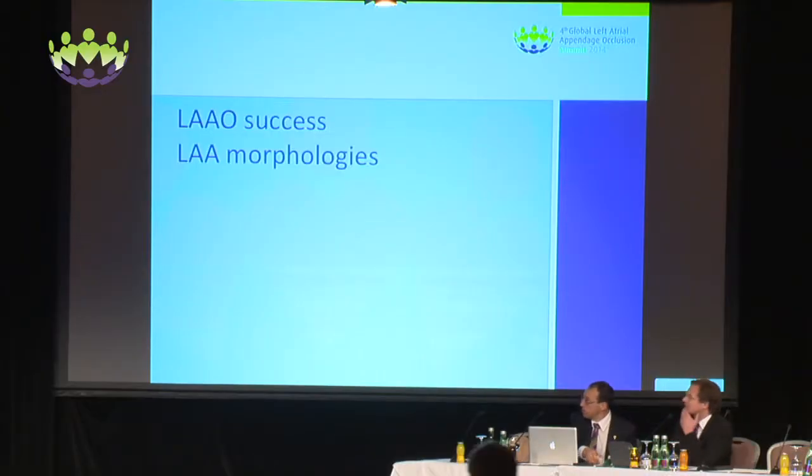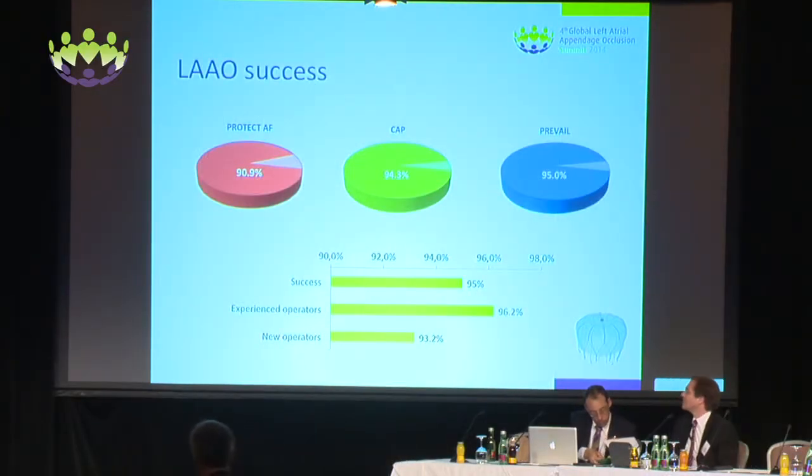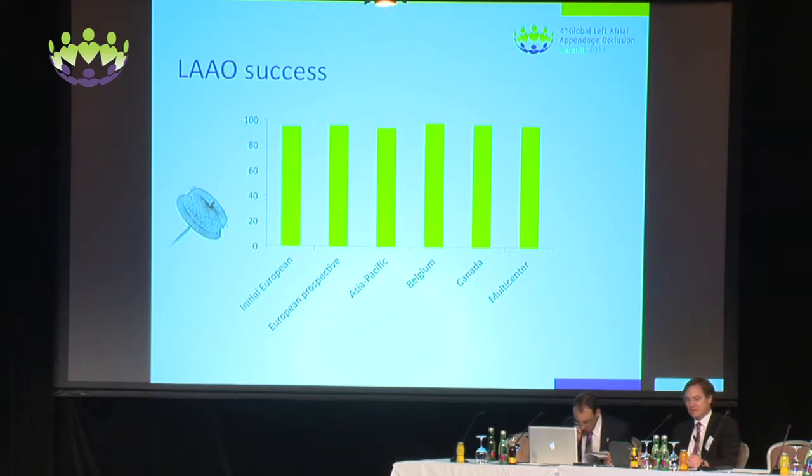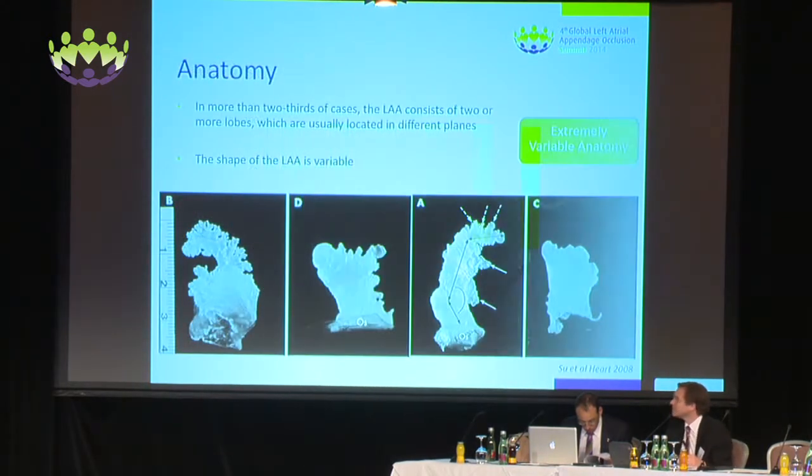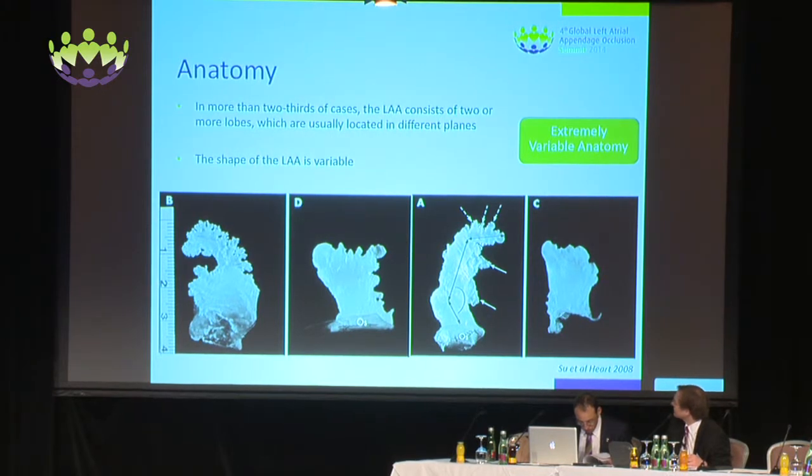These are my disclosures. But first of all, I'd like to point out that the success rate of LAA occlusion is really high. You can see in the slide the success rate in the PROTECT AF trial, in the CIP registry, and the PREVAIL trial using the Watchman device. In all of them, the success rate was over 90%. In the same way, the reported success rates with the ACP device are always over 95%. Anyway, the difficulties that we do find with this procedure are mostly related to anatomy.